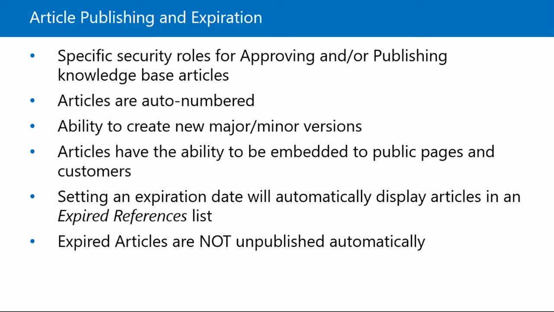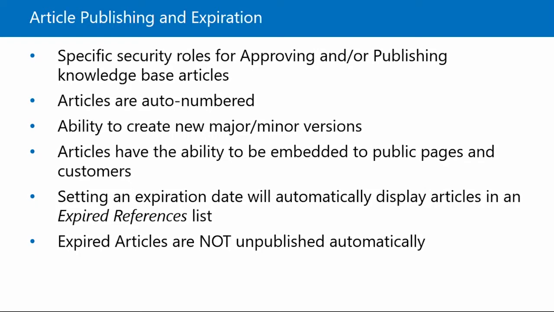After creating and reviewing the article, it's now ready to be published. Once published, the article is now auto-numbered. You also have the ability to create new major or minor versions of knowledge base articles. Why would you want to change a version of an article? Let's go through an example and find out.